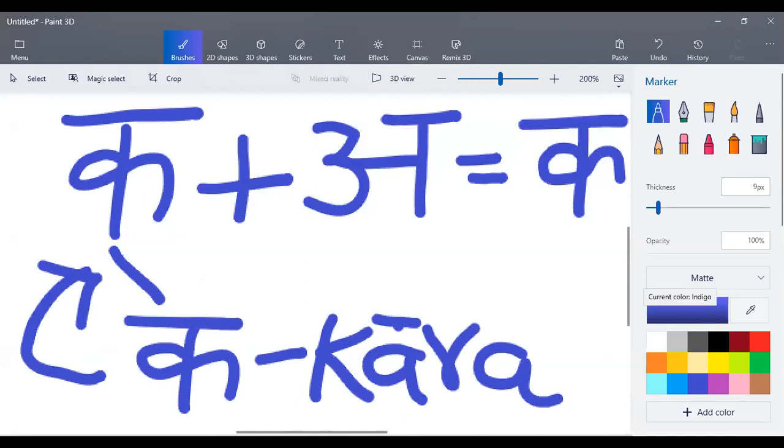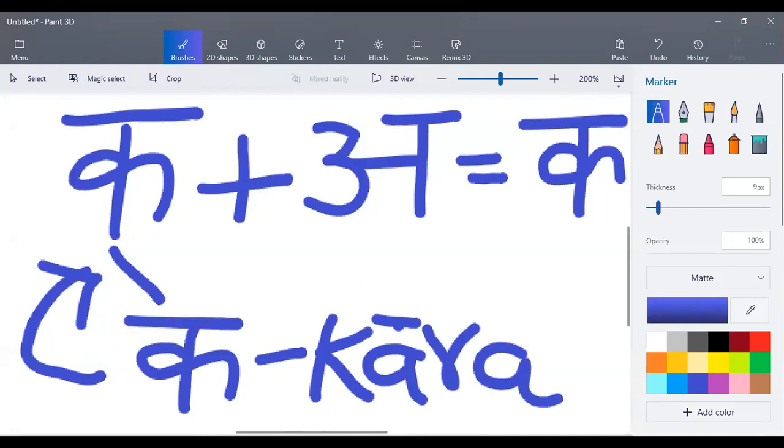Kara, K-A-R-A. So kakara. So what is the first letter? First letter of the first class. I can address it by calling kakara. So kakara plus a equals ka. Kakara plus e equals ki.